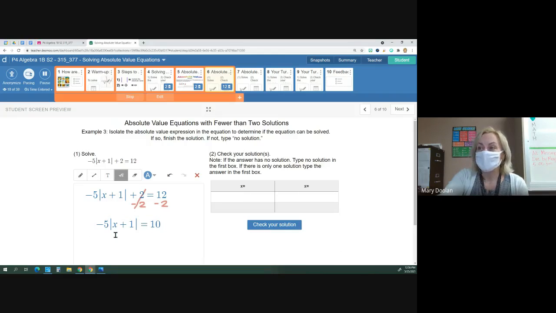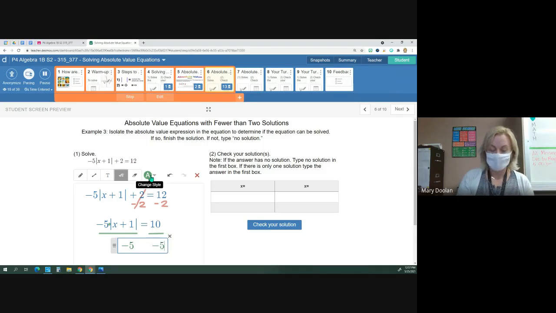Okay, now that I only have 1 term on each side of the equation, it's easier to get rid of that factor of -5. -5 and the absolute value of x plus 1 are being multiplied together. So if I'm trying to undo that, I could divide both sides by the same factor of -5 and -5.